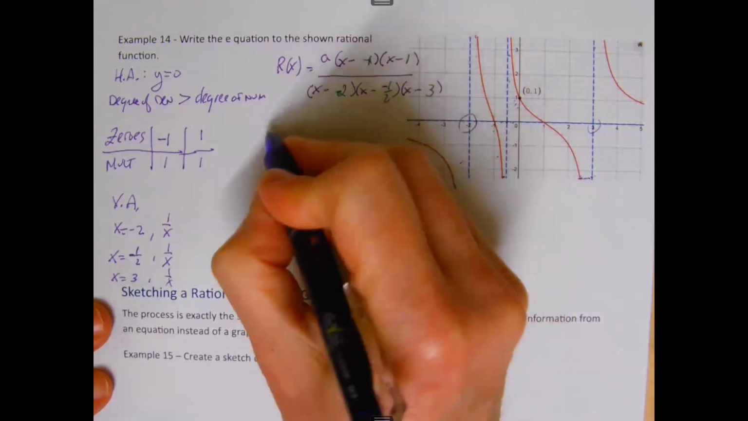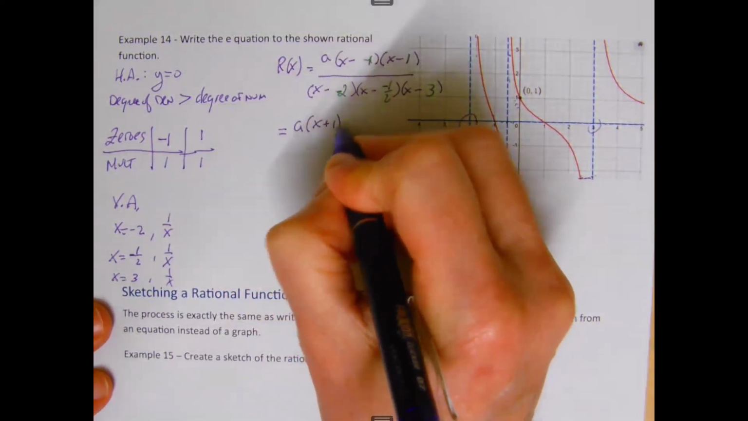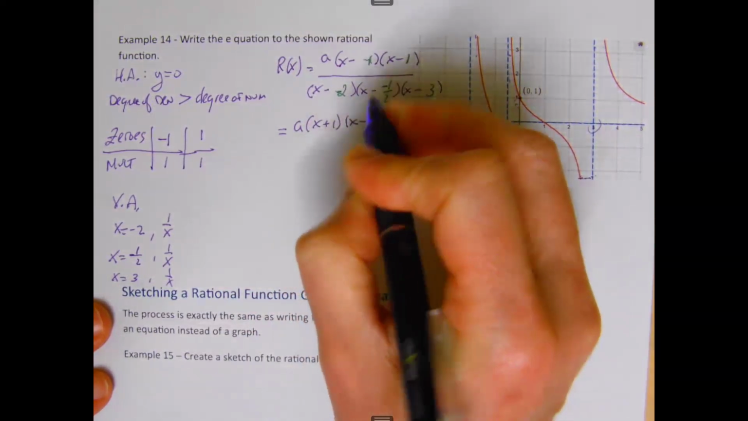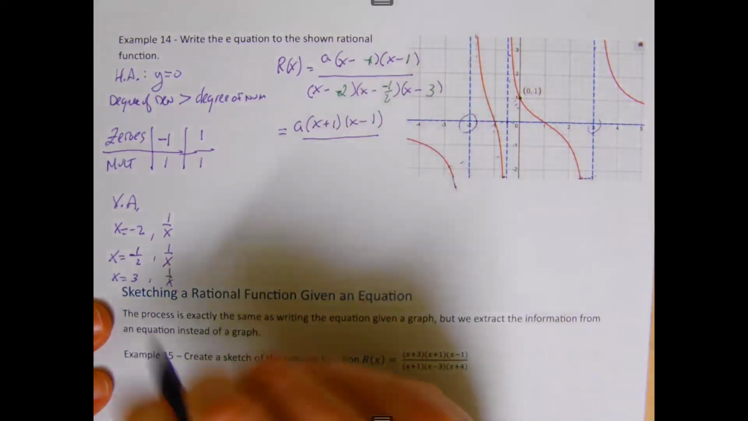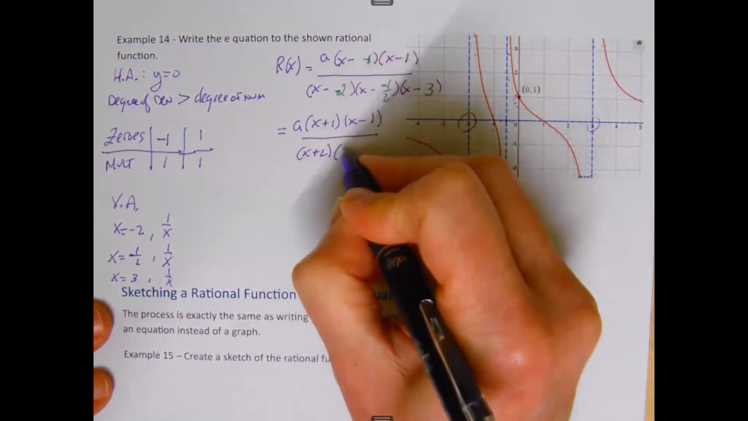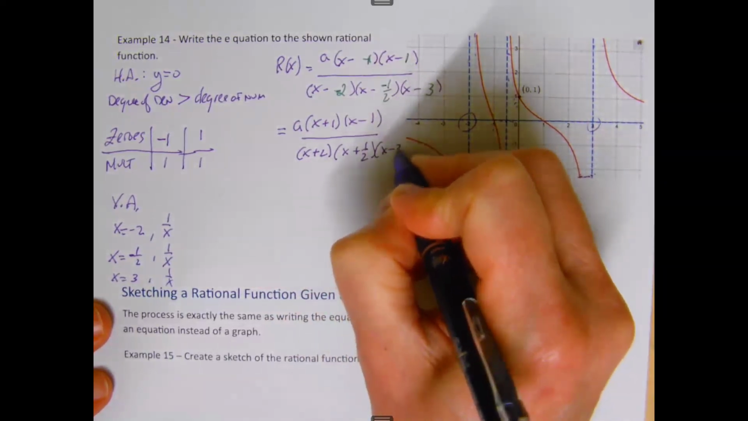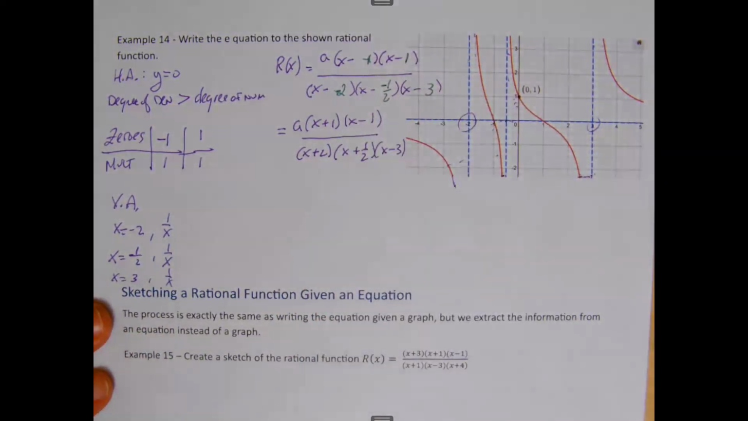I'm going to clean this up right now. This one's a little bigger, so I got x plus 1, x minus 1, over x plus 2, x plus 1/2, and x minus 3. That's what I have so far.